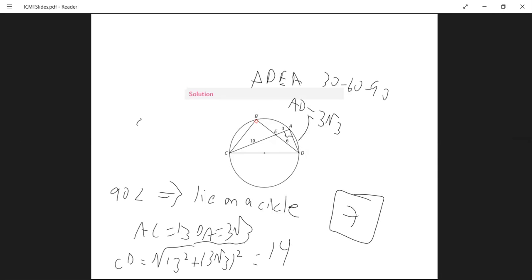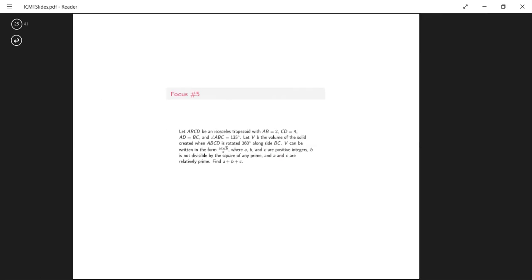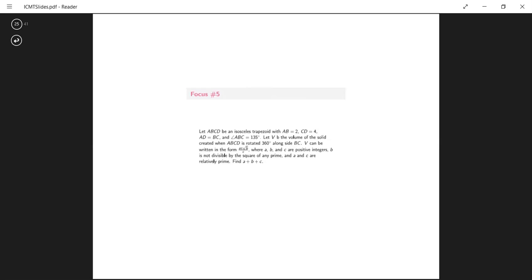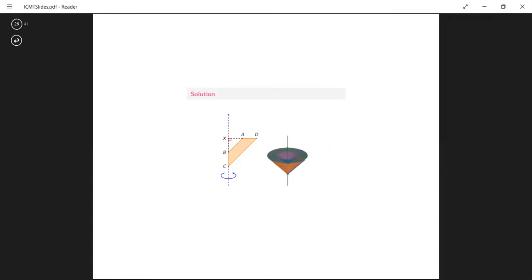Okay, next problem. So this is a 3D geometry problem. In this problem, we have an isosceles trapezoid ABCD with AB is equal to 2, CD is equal to 4, and AD is equal to BC. We also have that angle ABC is equal to 135. We just want to find the volume of the solid created by rotating the trapezoid ABCD alongside BC. So to visualize this, we have the two diagrams right here.